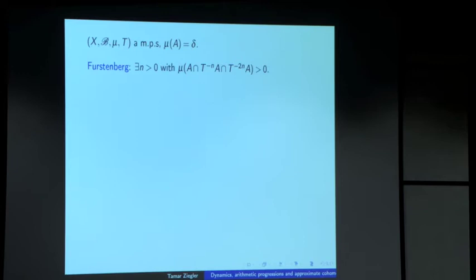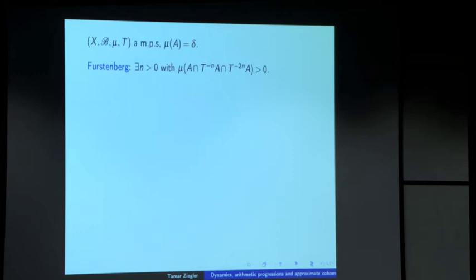So here we have a measure-preserving system (X, B, μ, T) and a set A of measure delta. Furstenberg's proof of Roth's theorem would say that there exists an n so that the measure of the intersection of A, T^{-n}A, T^{-2n}A is greater than 0.